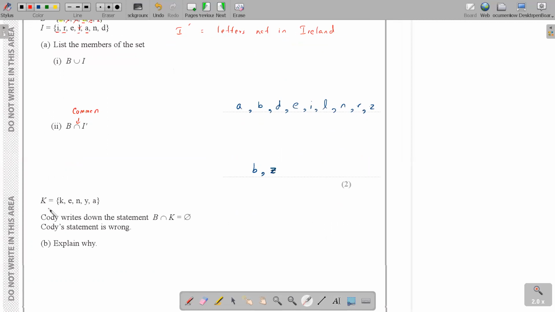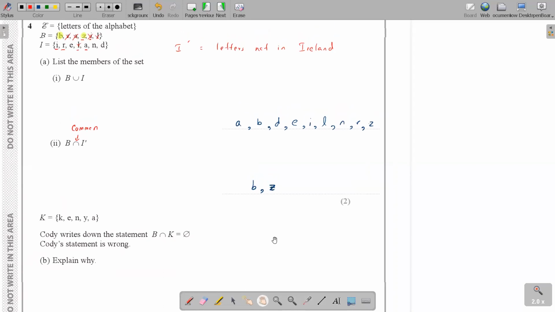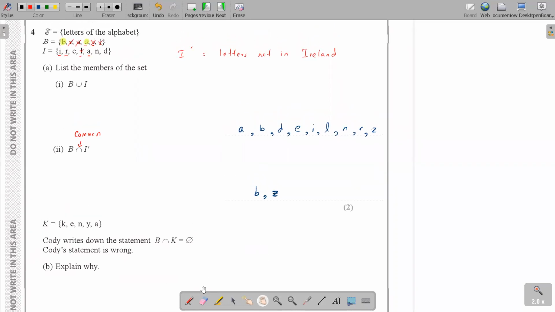Okay, then moving on to the next one. Next they have given you set K. Set K equals the letters in the word Kenya. Cody writes down the statement B intersection K is equal to a null set, an empty set, meaning Cody says that there are no common elements in B intersection K. Cody's statement is wrong. Explain why. To show that Cody's statement is wrong, you need to show that there is some kind of intersection. So let's work it out.